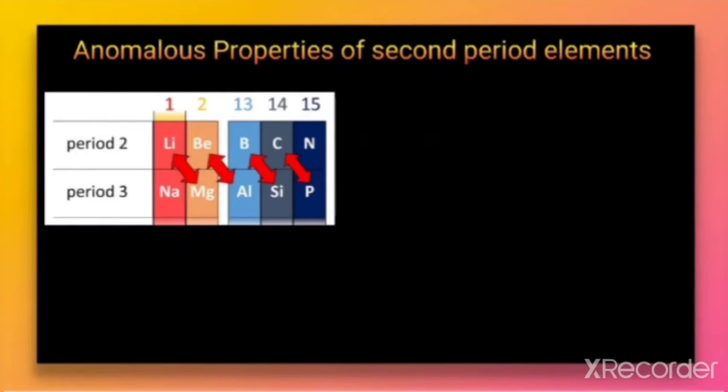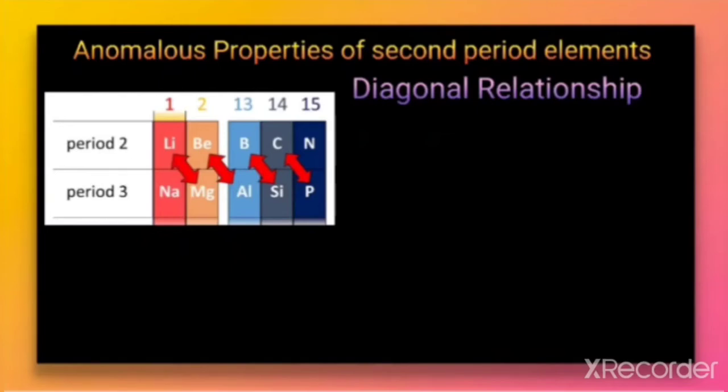In these anomalous properties, this type of resemblance is called a diagonal relationship. So the second period elements, the first member of the respective group, show similarity to their diagonal element. Such a relationship is called a diagonal relationship. This type of diagonal similarity is commonly referred to as a diagonal relationship in the periodic table, which we have already discussed.